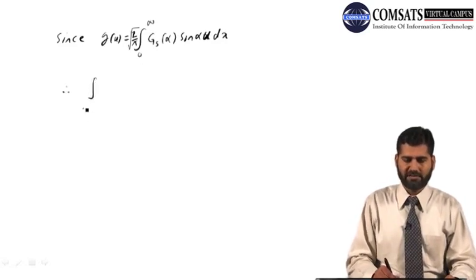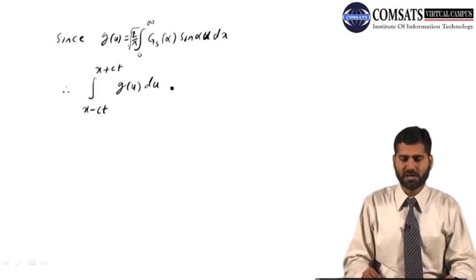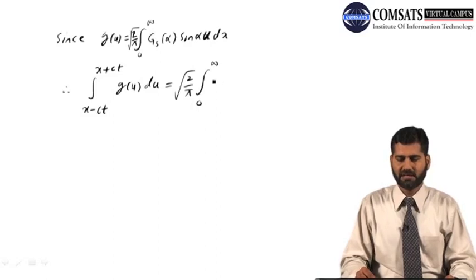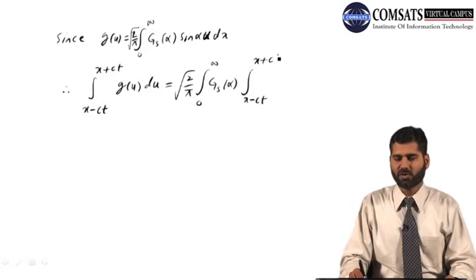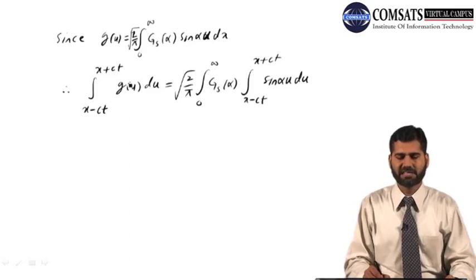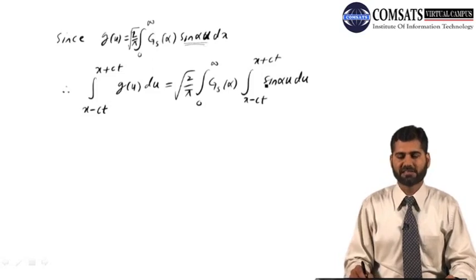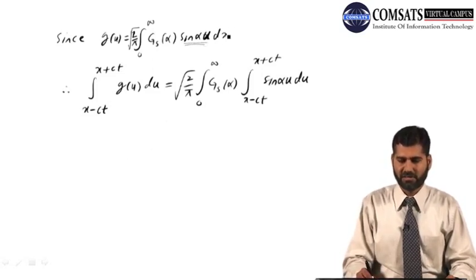Now if I integrate from x minus ct to x plus ct, this g(u) with respect to u, what you will be getting is 2 pi, 0 to infinity, gs(alpha). This will remain there. Integration of x minus ct and x plus ct goes to just sine(alpha u) du, right? Because this integration is on u, so this is the only u factor inside, so I got it over there.